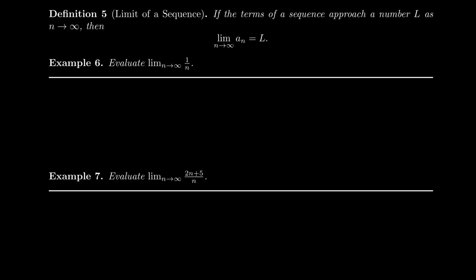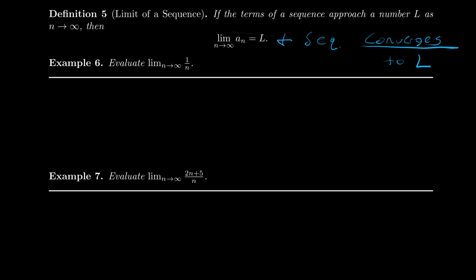If the terms of a sequence approach a number L as n goes to infinity, then the limit as n goes to infinity of that sequence's closed form expression, like 1 over n in the last example, equals L. And we also say that the sequence converges to L. Now, we don't always know what sequences converge to, but knowing that they converge helps.